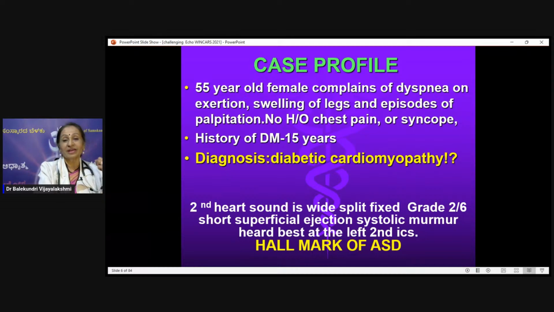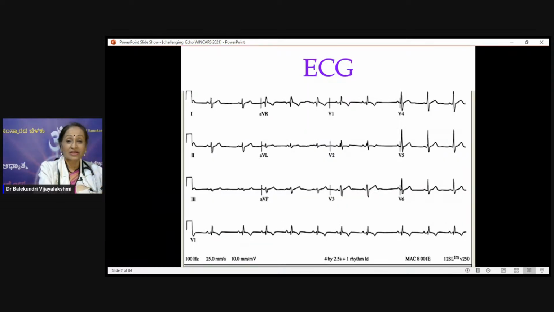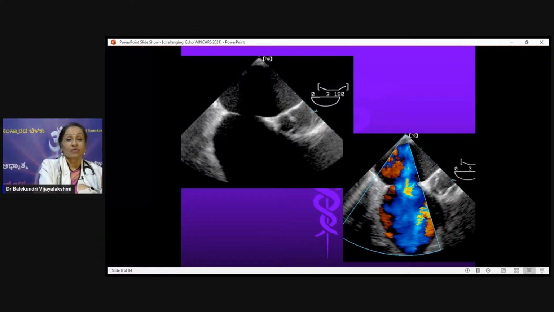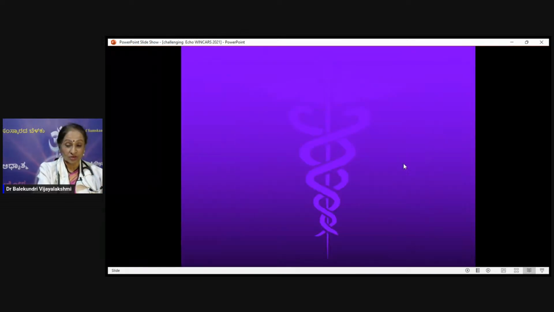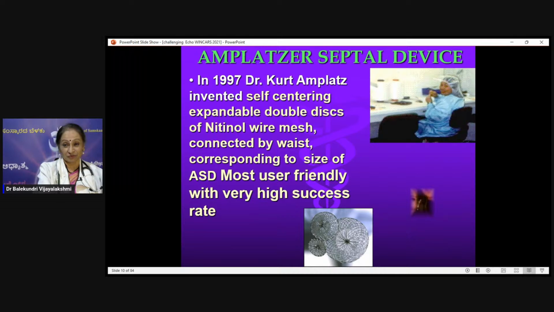So I knew clinically it is an ASD, and the ECG showed a tall R wave in V1, indicating there is already pulmonary hypertension. When I did the echo, it was ASD, and I did a transesophageal echocardiography to measure. It was almost a 30 millimeter ASD, and I closed it with a 32 millimeter Amplatzer device. And this is the X-ray before, and that is after I closed. And today she's absolutely fine.